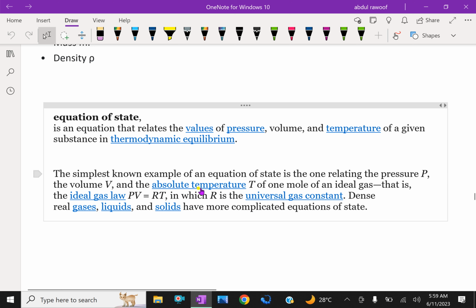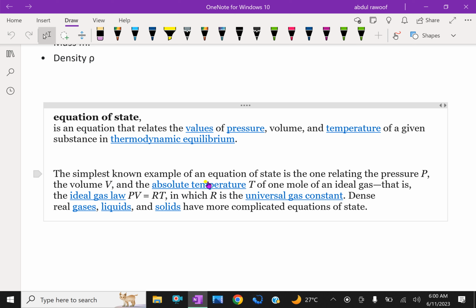Further, we'll discuss the specific heat capacity of water. The old unit of heat was the calorie. 1 calorie was earlier defined to be the amount of heat required to raise the temperature of 1 kg of water by 1 degree Celsius.